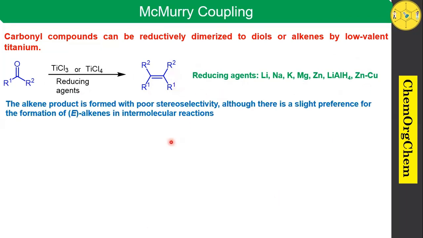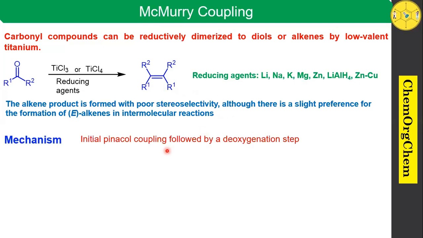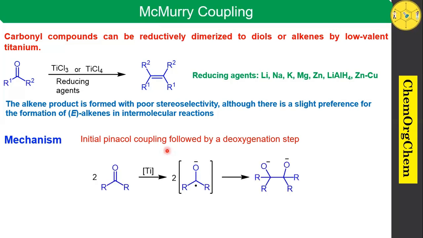However, this reaction shows poor stereoselectivity. That means you will get a mixture of cis as well as trans isomers of the corresponding alkene. However, a slight preference for the formation of E alkenes is also noted, due to steric reasons. Only 2 steps are involved: an initial pinacol coupling followed by a deoxygenation step.